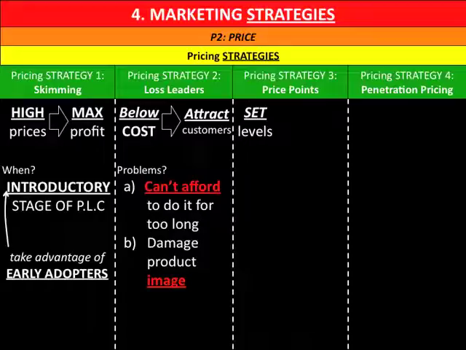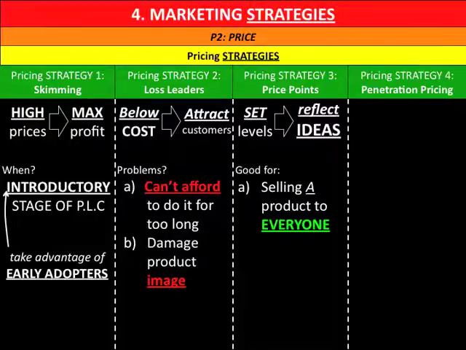Price points is when you have set levels to reflect certain ideas. And this is good for when you want to sell one of your products to everyone, like all the different iPod styles. You want to be able to have different levels for different people. It's like, okay, you got an iPod, well, I've got an iPod Shuffle, or no, I've got an iPod Touch, I got the highest one. But everyone can afford one.